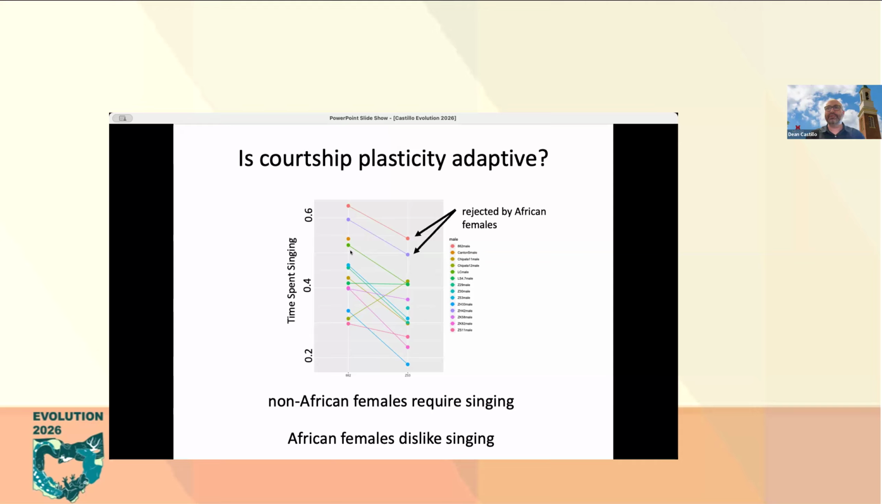And so I just want to return to this result I showed you previously, first showing you plasticity. There is a mean shift. These are non-African flies. They sing more. They are still plastic, but they're not really reducing their singing in a way that's acceptable to African females. We know that they're rejected. So that's my working hypothesis: that maybe over time there was a mean increase, plasticity is maintained, and then to describe longer-term speciation, that plasticity might erode over time.